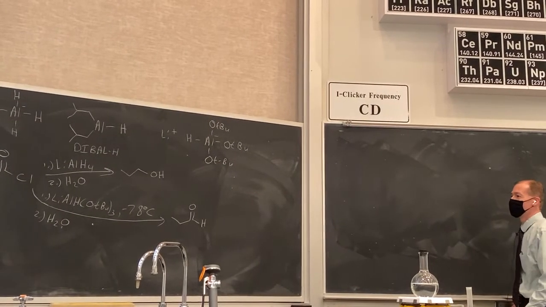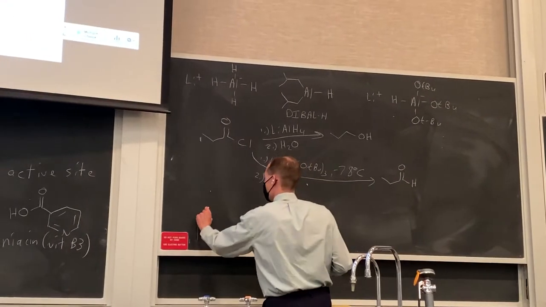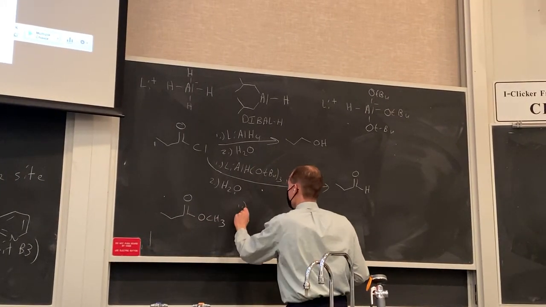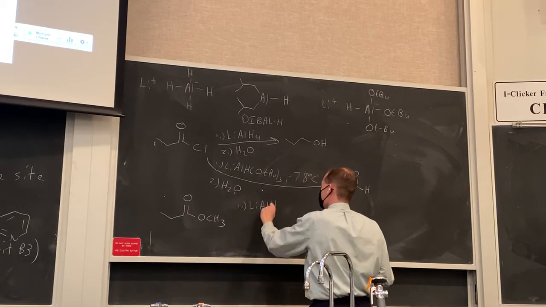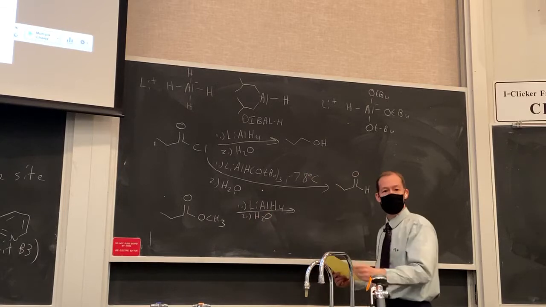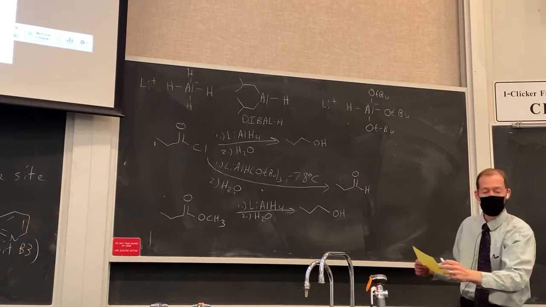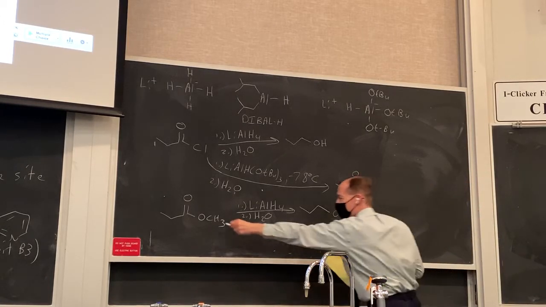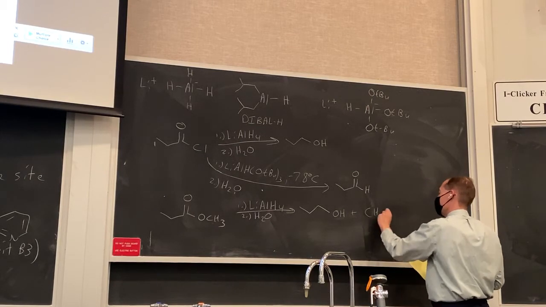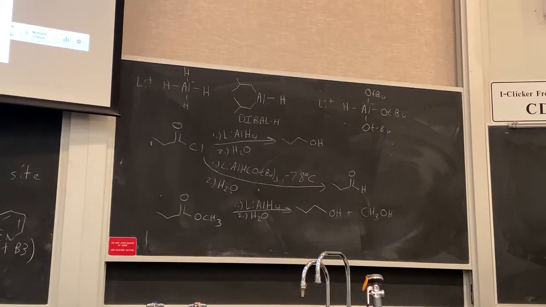Let's just raise this up just a little bit. If we have an ester that we're reducing, and we reduce that ester with lithium aluminum hydride, followed by the addition of water, we're going to get the alcohol just like above. In this case, methoxide is our leaving group. When we protonate that, we generate methanol. So we actually get 2 alcohols in this reaction.